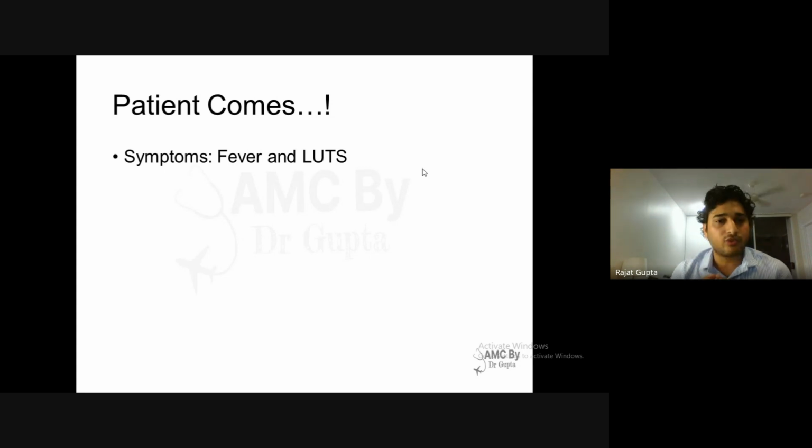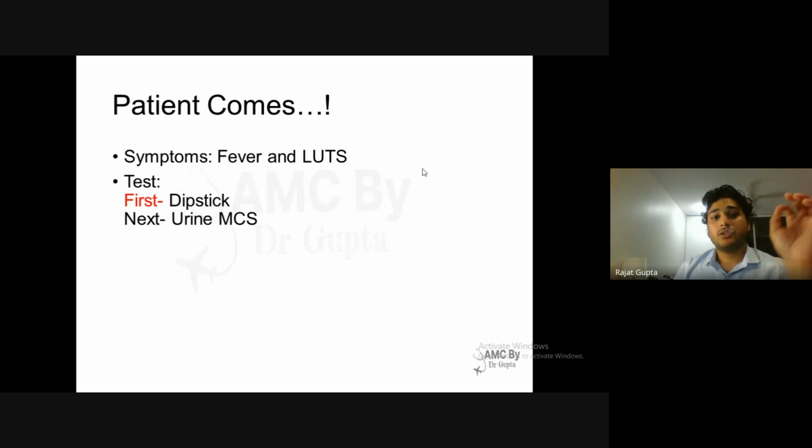If a patient comes to you with the symptoms of fever and lower urinary tract symptoms, what should be your first investigation of choice? Comment below. What should be the first investigation? Yes, so the first investigation would be urine dipstick, and the second is urinary MCS, microscopy and culture sensitivity.